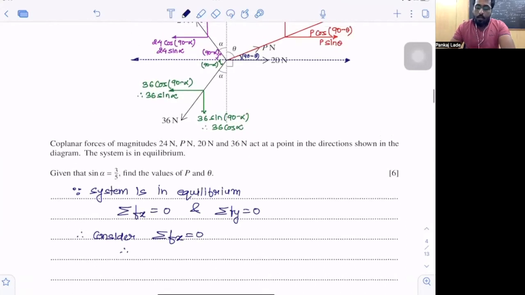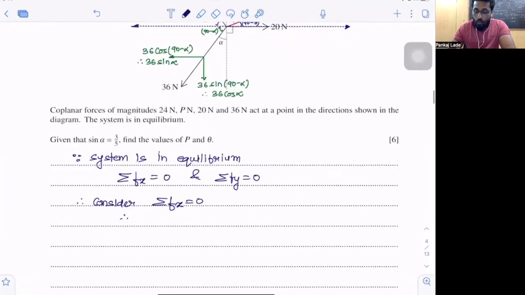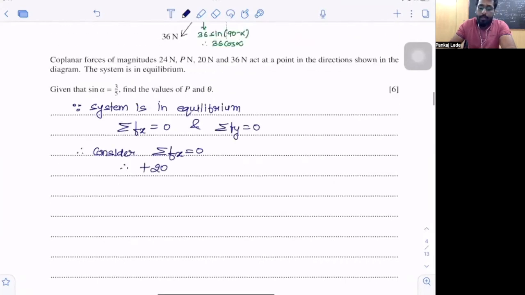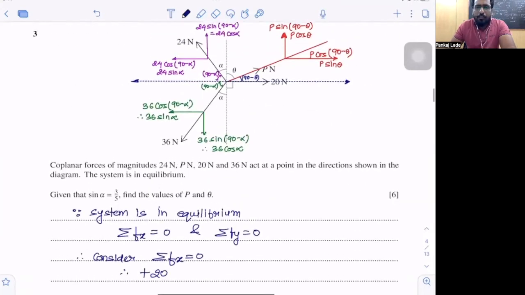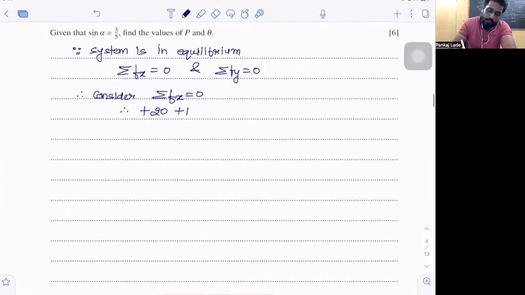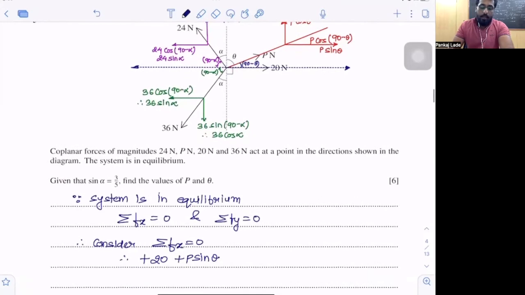So can you see the 20 Newton force moving in the right direction? The very first force, 20 Newton, going in the right direction. So that's positive. So that's plus 20. Then can you see the next one is P sine theta, again going in the right direction. So I write here plus P sine theta. Then you have 24 sine alpha going in the left direction. So do you have the value of sine alpha? Student, sine alpha is 3 upon 5, right? So I'm going to write here 24 sine alpha.